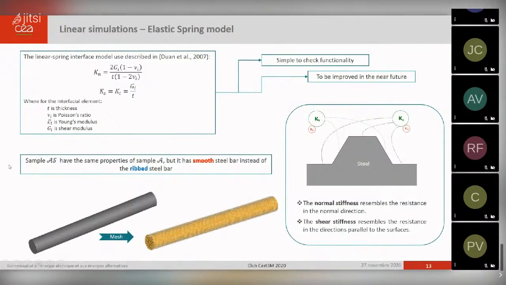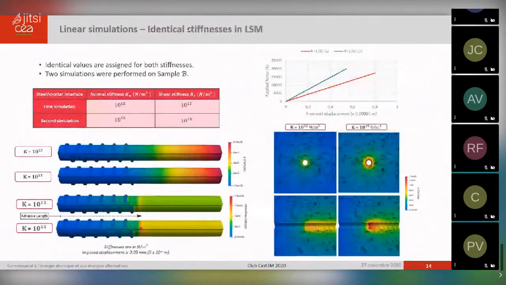For the sake of comparison, sample AS was also modeled, taking into account the same properties of a previous sample, but using a fully smooth bar instead of a ribbed bar, with the same adhesive length in the central part, non-adhesive surrounding, same placement, and the same inner diameter. After that, identical stiffnesses were assigned for the linear spring model.